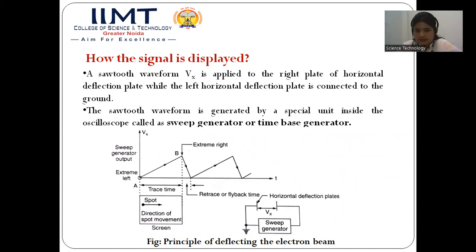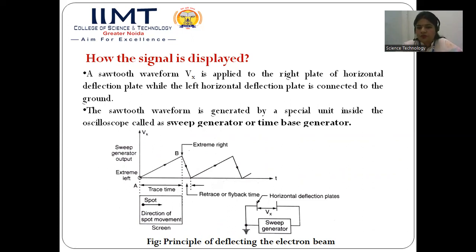One is a horizontal deflection plate, which deflects the beam in the x direction, and another set of the plates are the vertical deflection plates, which deflect the beam in the y direction. And an internally generated sawtooth wave is already applied to the horizontal deflection plate. So a sawtooth waveform, we assume that the potential is Vx, is applied to the right side of the horizontal deflection plate, while the left side of the deflection plate is connected to the ground.